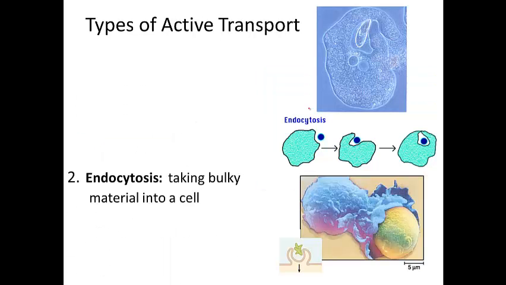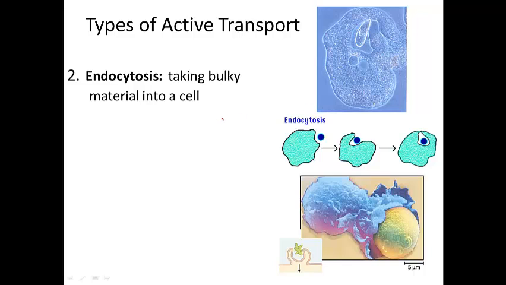Okay, now the other types of active transport are endocytosis. Okay, endo means in. So this is when things are taken into a cell. So here we have an example of endocytosis. We have a cell and we have some molecule here that we want inside of the cell. So it's going to wrap itself around and take in that molecule.